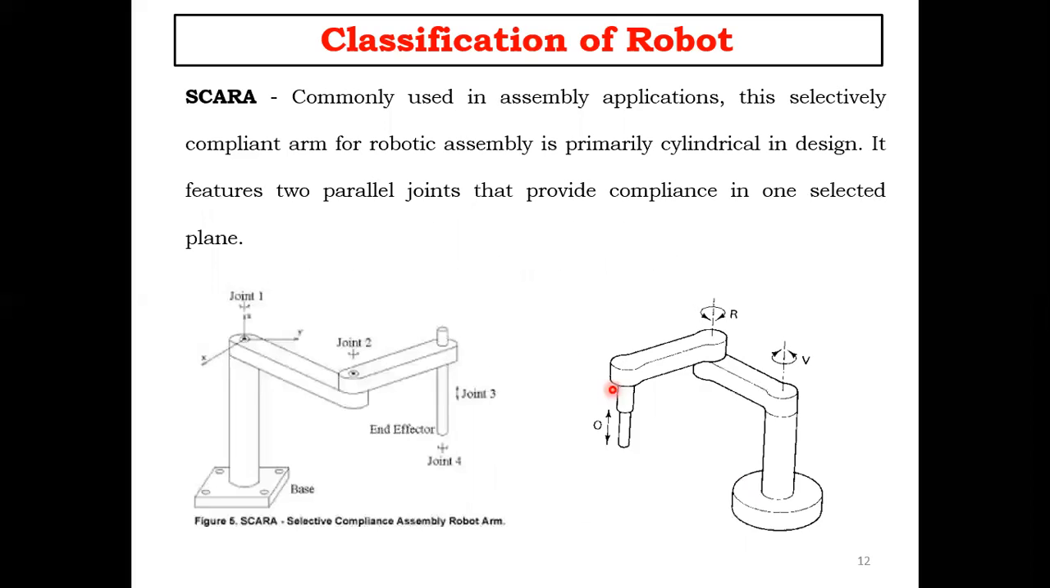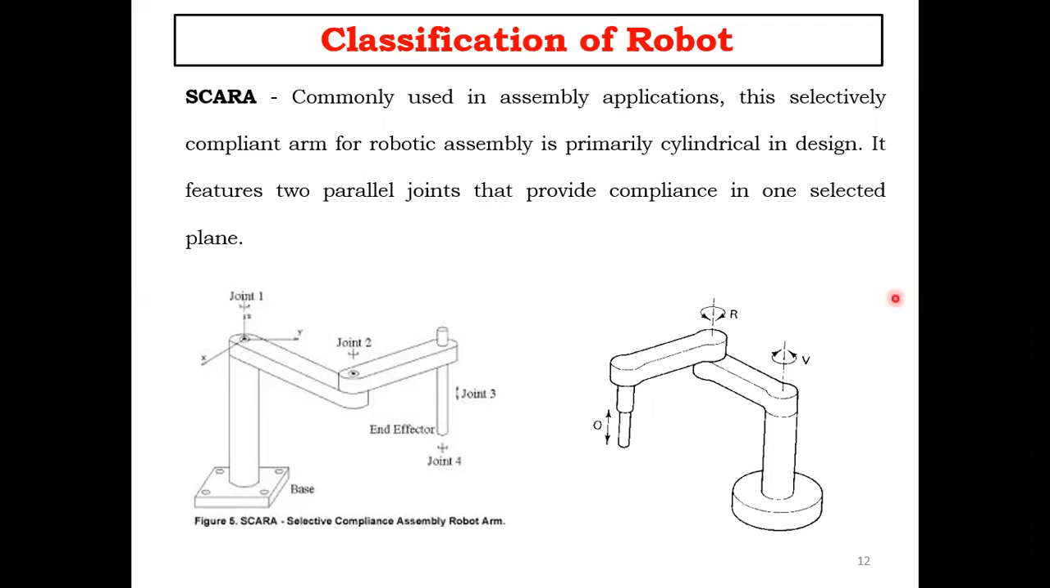Next one, SCARA. This is the first industrial robot designed for pick and place operation. It is commonly used in assembly applications. SCARA stands for Selectively Compliant Arm for Robotic Assembly. It is primarily cylindrical in design. It features two parallel joints that provide compliance in one selected plane.